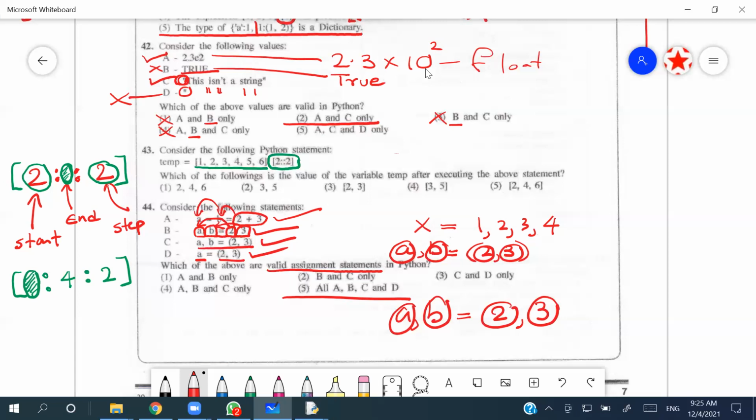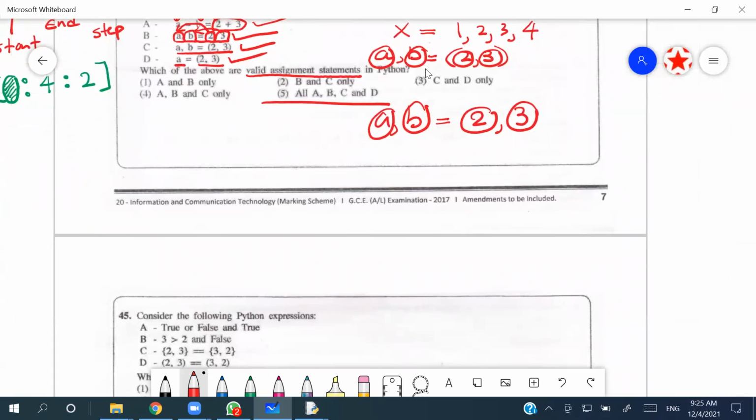Okay. Moving to the 45th. If you are not getting these things, just let me know, people. Right.